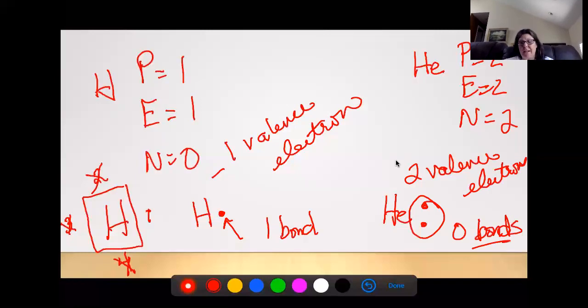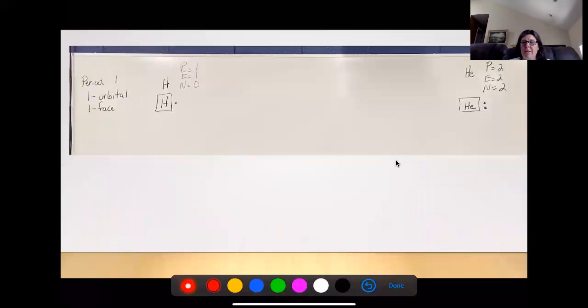If you look at your periodic table, right, that is the first, we call them periods that go across. Right. So I've drawn this out on my board at school. And so you can see I have that here. You can see my PEN for both of them, and then my Lewis dot structures. So again, period 1, 1 orbital, 1 face on our square.